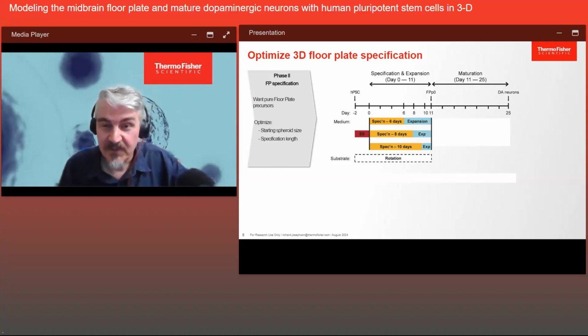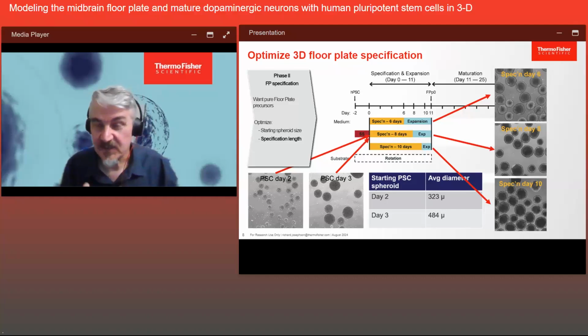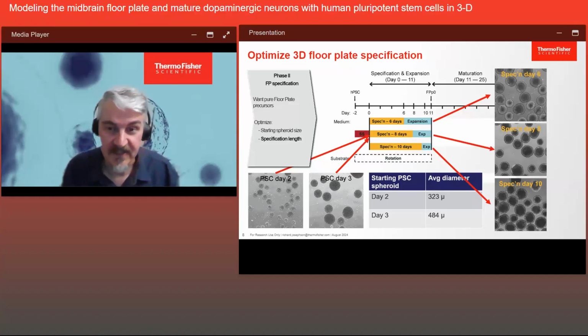So then he switched those into the specification media, day 2 or day 3 spheroids. And then at the end he allowed the specification to go for 6 or 8 or 10 days in rotating culture. And then for each of those 6 or 8 or 10 day cultures, he swapped into expansion medium up until day 11 in suspension culture, as you see in the graphic here.